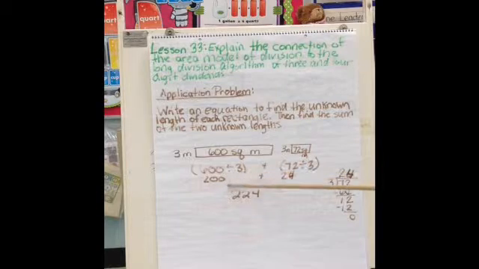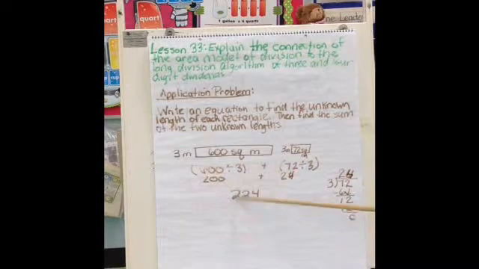So 600 divided by 3 is 200. For 72 divided by 3, I needed to do the algorithm over here, as you can see, and that was 24. So 200 plus 24 gives us 224.